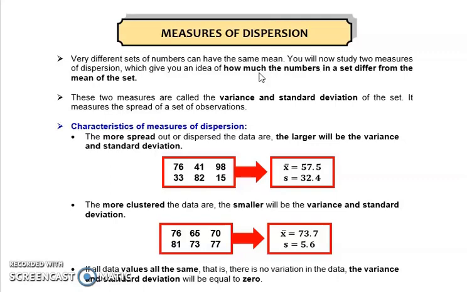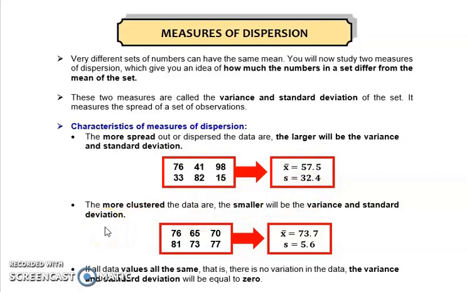When we calculate the mean of this data, we will get 57.5 and the standard deviation will be 32.4. So a standard deviation of 32.4 indicates that the numbers in the data set differ from the mean, which is 57.5, by about 32.4 marks. That is what is meant by the more spread out the data are, the larger will be the variance and standard deviation.